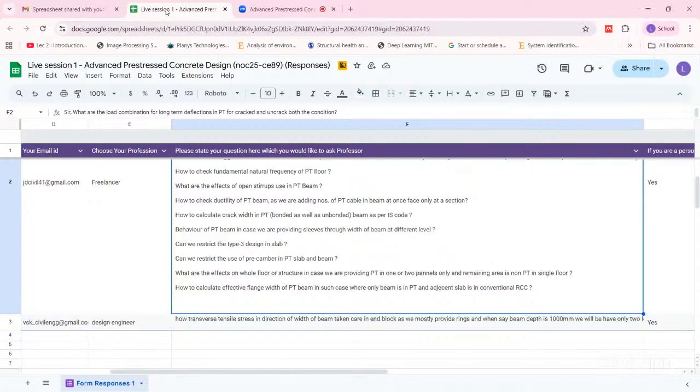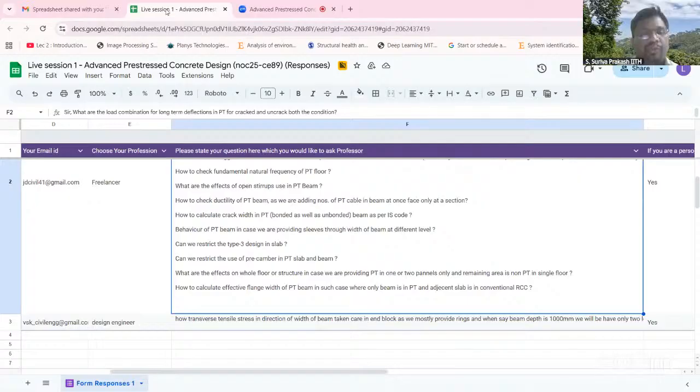Can we restrict the use of pre-camber in PT slab and beam? Well, that's what we talked about. Camber can be useful, especially for a longer span, we try to take advantage. To limit your long-term deflections, we apply camber. But typically we don't want to go more than 50 mm. That is the number I would shoot for. Otherwise, you'll have other issues.